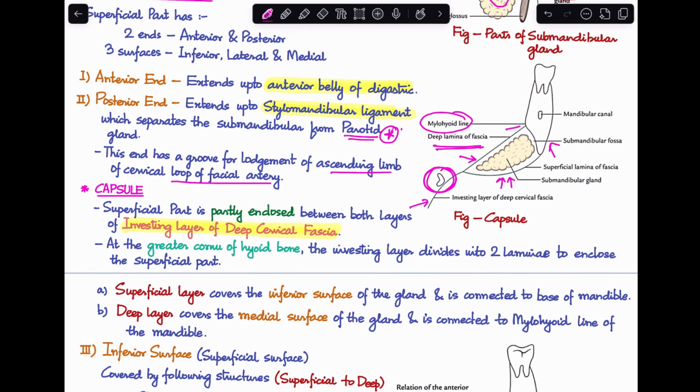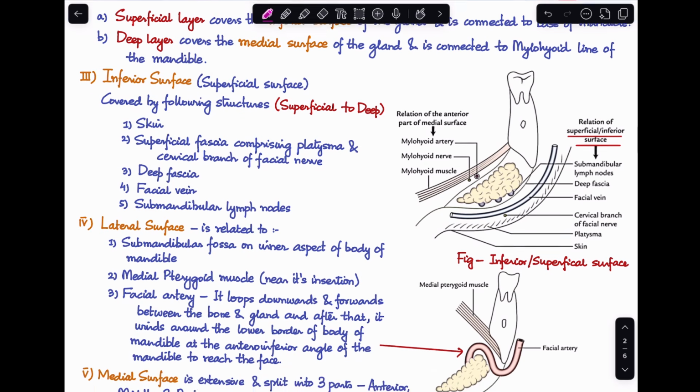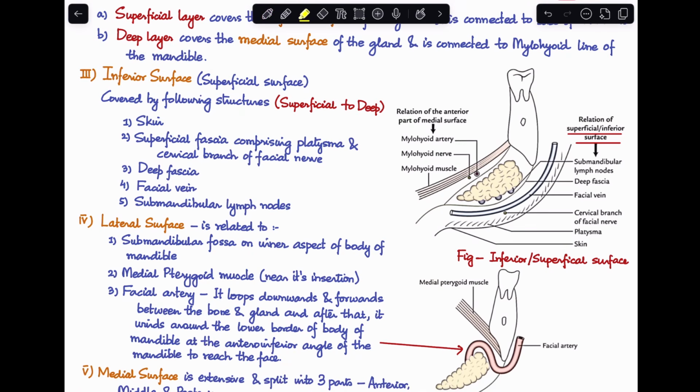Next, let's look into the different surfaces. We talked about how there are three surfaces. The first one is the inferior surface, which is also known as the superficial surface. Now let's look at the relations of the inferior or superficial surface from superficial to deep. We'll start from the most superficial structure.